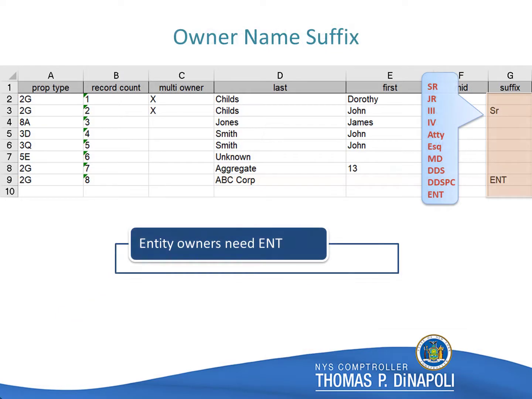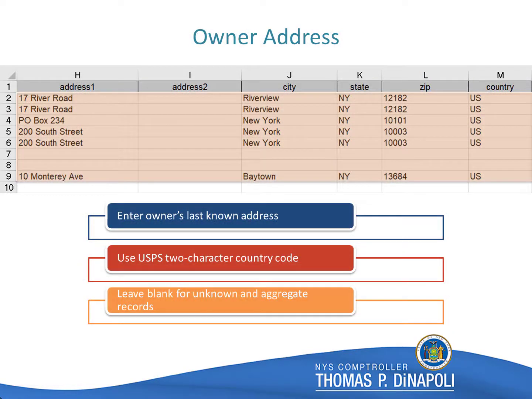If there are more than 20 characters, continue entering the name in the first name field. If applicable, in column G, enter the suffix of the entitled owner. Use only the suffixes shown. If the owner is a corporation or entity, enter ENT. In columns H through M, enter the full address on record for the entitled owner. In column M, enter the country's 2-character country code following the United States Postal Service abbreviations.